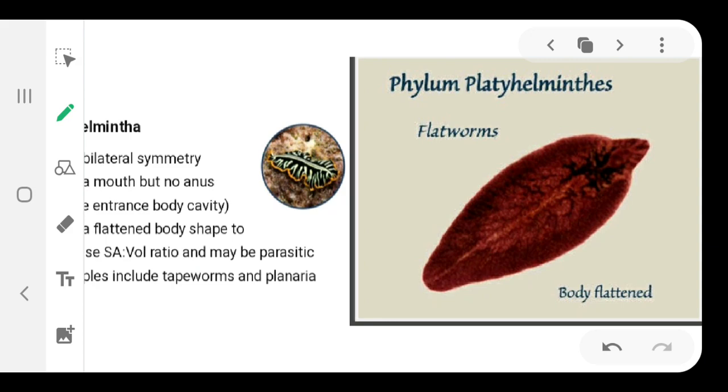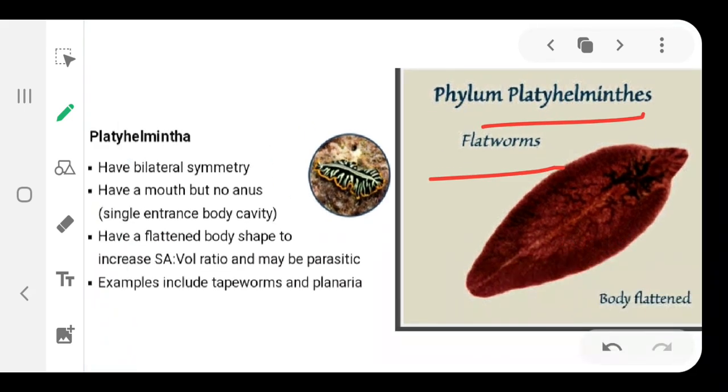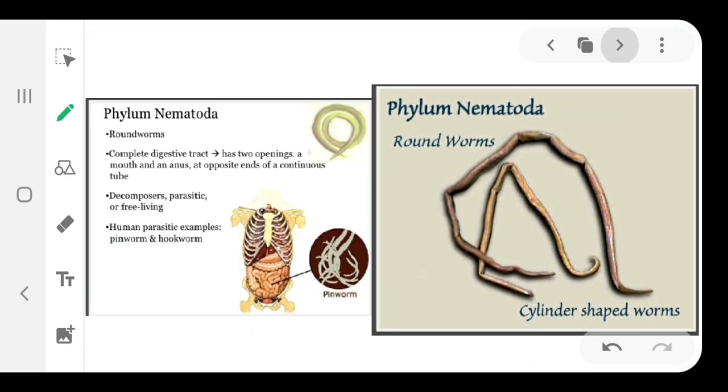Then we have some diagrams here. You can see the flatworm under the heading Platyhelminthes, and this data I have already told you. For your revision, you can say they have bilateral symmetry, they have a mouth and they have no anal opening. They have a flattened body, and examples are tapeworms and planarias. So they come under this heading of Platyhelminthes.